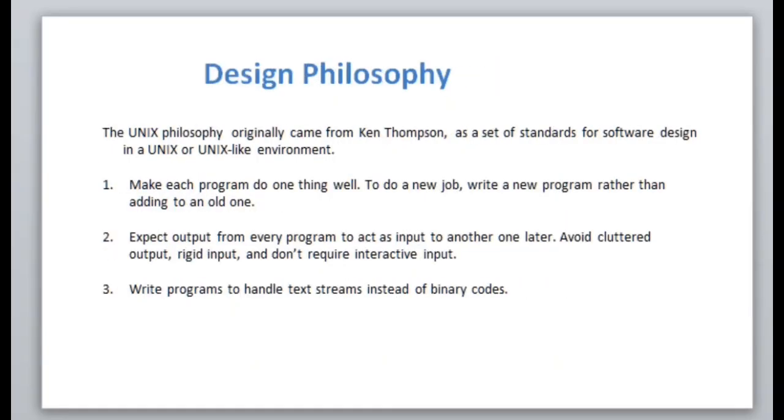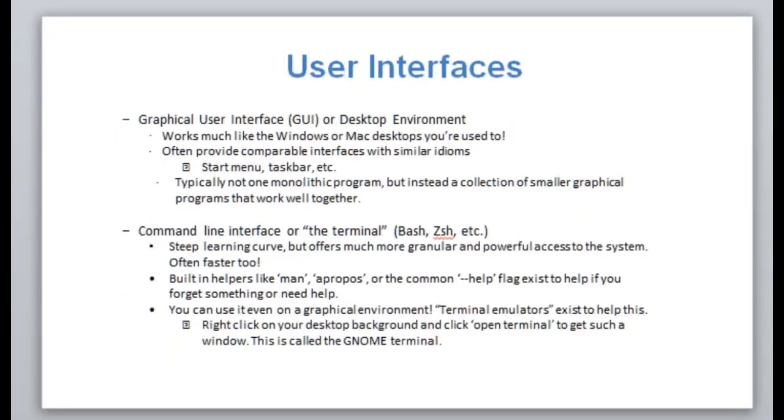So the Unix philosophy originally came from Ken Thompson as a set of standards for software design in a Unix or Unix-like environment. He made each program do one thing well. To do a new job, he would write a new program rather than adding to an old one. He would expect the output from every program to act as input to another later. It avoids cluttered output, rigid input, and doesn't require interactive input. It would also write programs to handle text streams instead of binary codes.